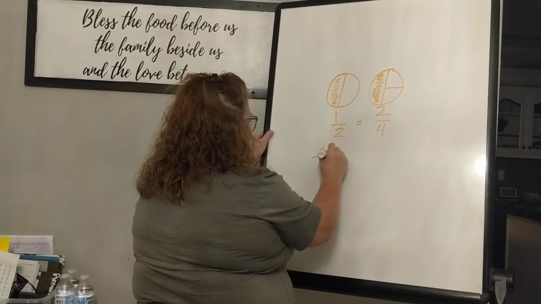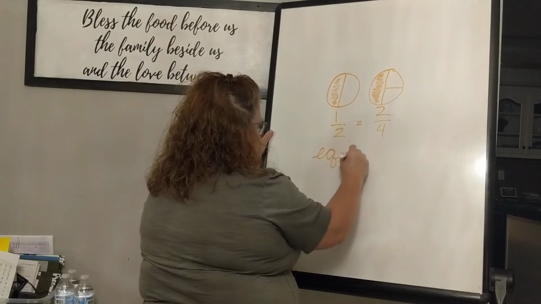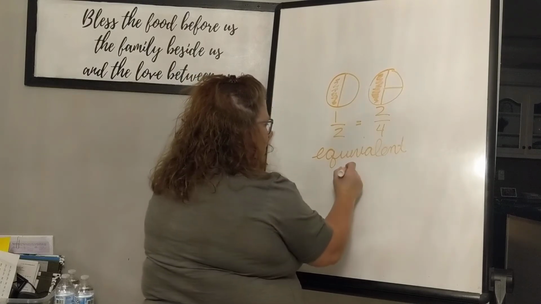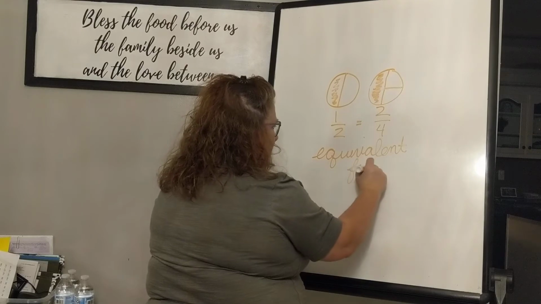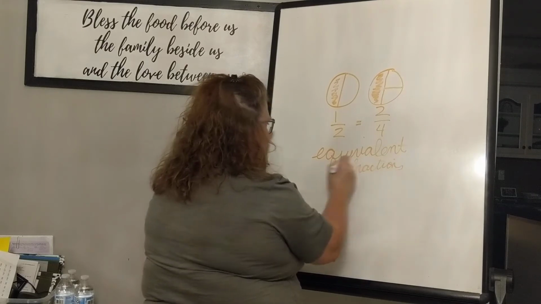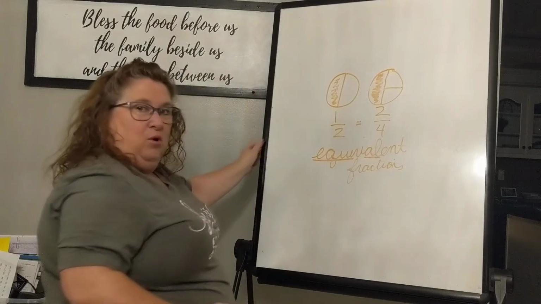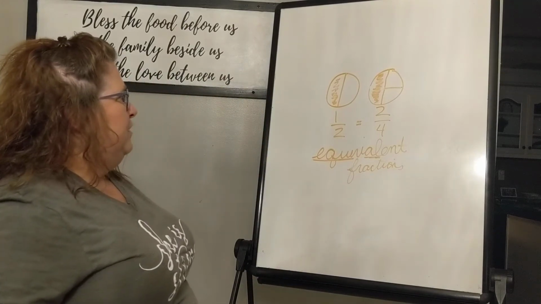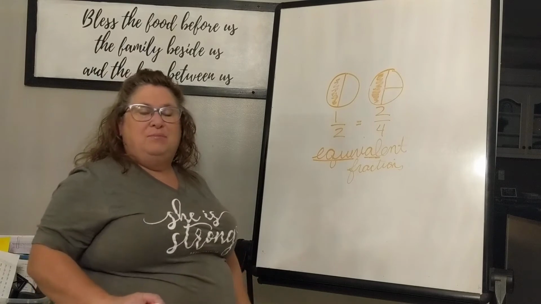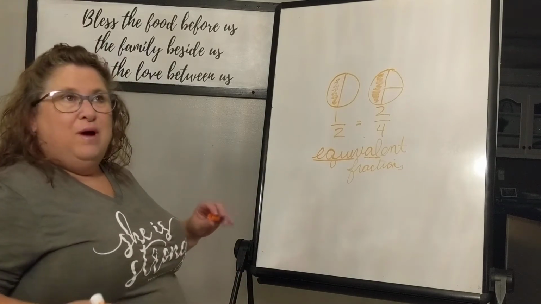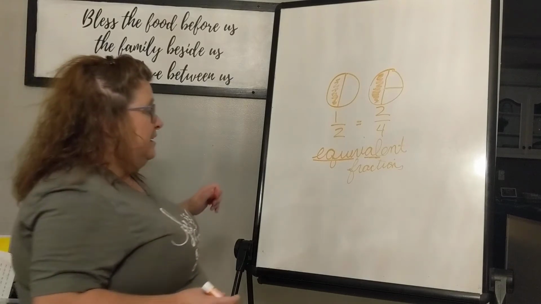They are equivalent fractions. Do you see the word equal in equivalent? So when we have equivalent fractions, that means they equal the same thing. So when you reduce your fractions, you're writing the same answer, you're just writing it a different way.